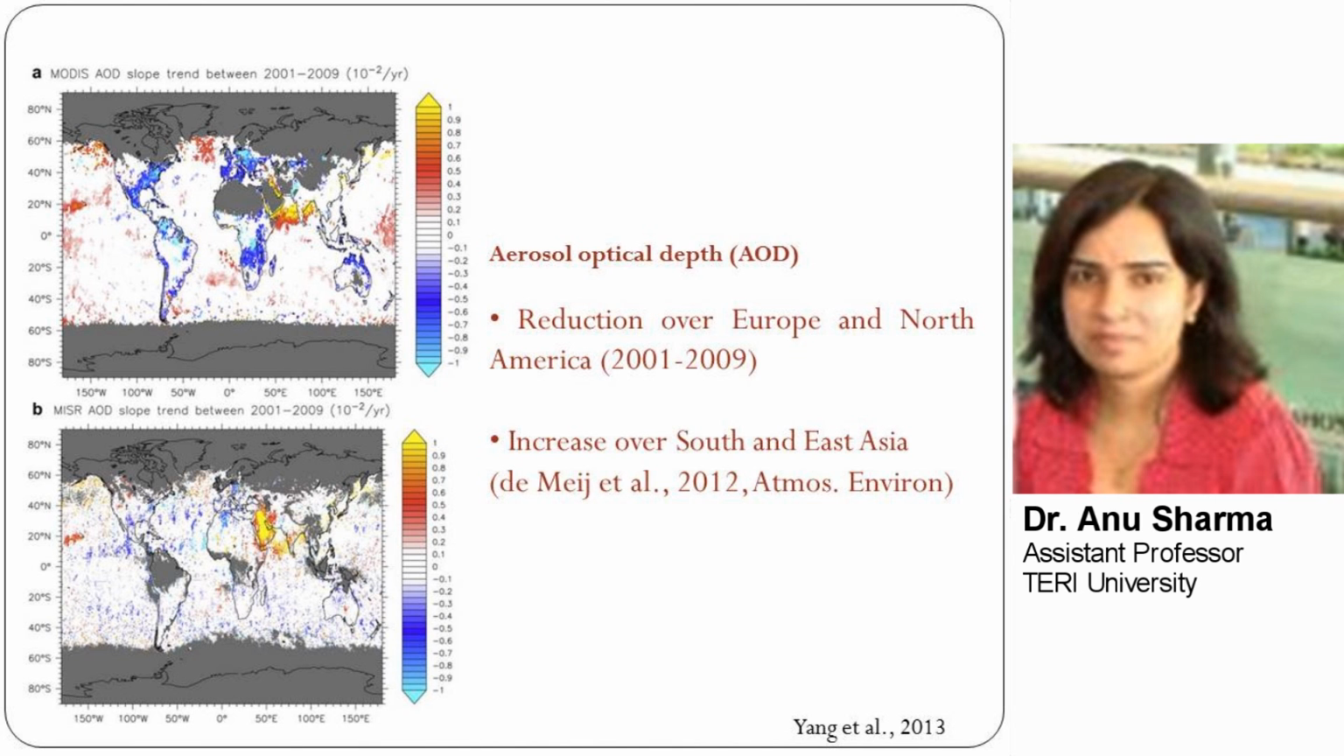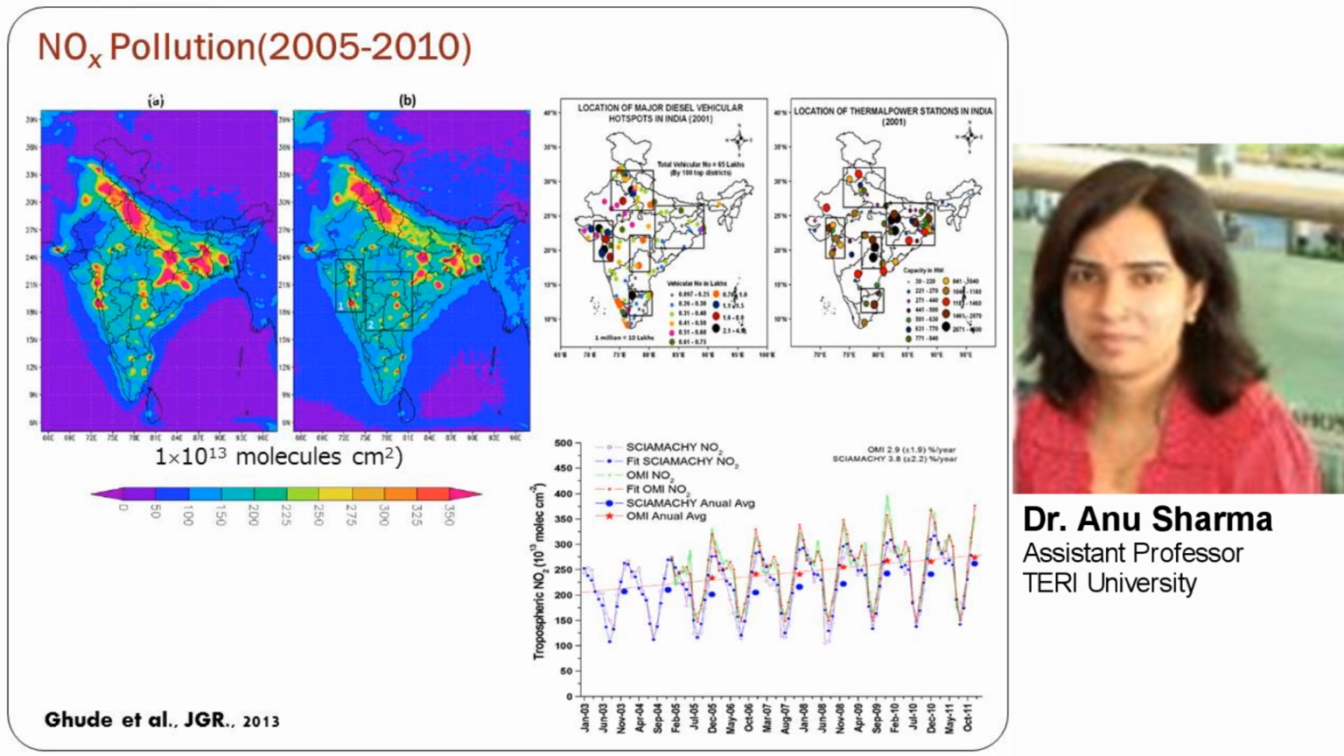Apart from that, I'm not an aerosol-biased person, but there are also other studies being carried out. For example, this is a paper published in JGR that shows the NOx pollution, and it shows that it's mostly concentrated in the Indo-Gangetic plains, and it matched with the location of major diesel vehicular hotspots and then with the thermal power stations. It shows how intensely the Indo-Gangetic plain is polluted, how much NOx we are generating here.